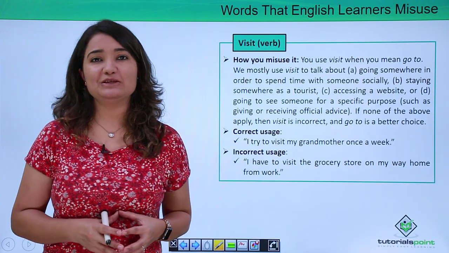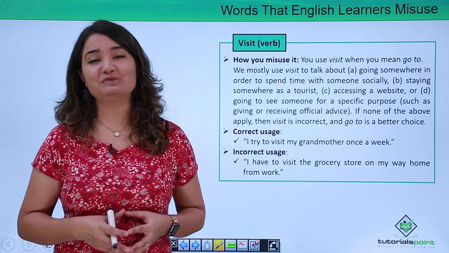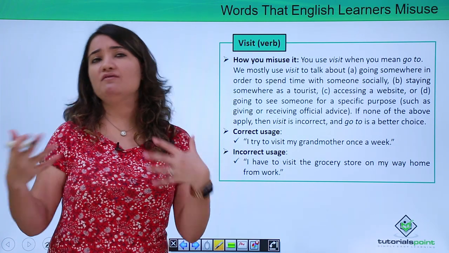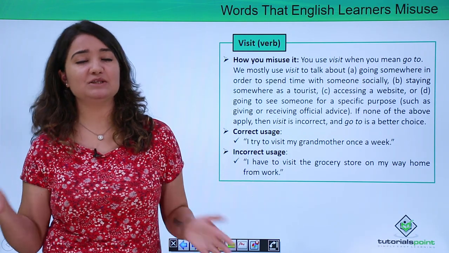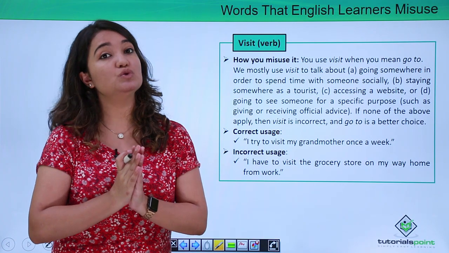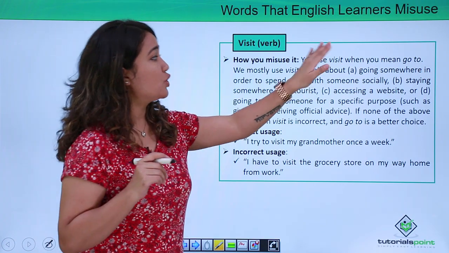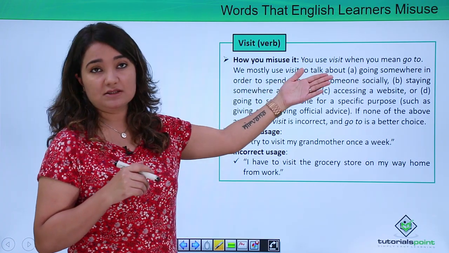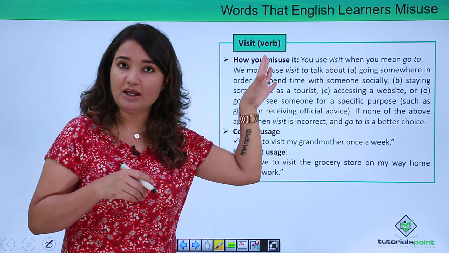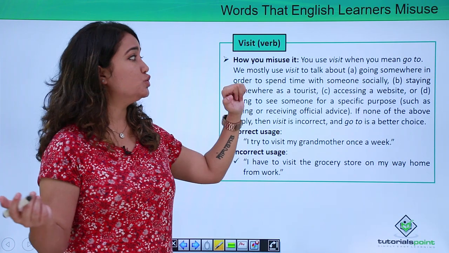Okay, last but not the least is yet another very important word, which is visit. So how do we use visit? Anywhere that I go, I visit that place? Well, not really. There are 4 conditions wherein you can actually use visit. The first one is going somewhere in order to spend time with someone socially. I happen to visit my friend over the weekend, so that is when you can use visit.